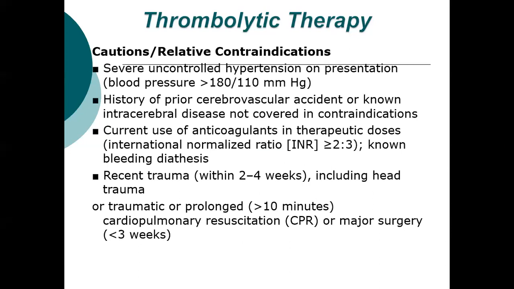We are continuing with the caution. Severe uncontrollable hypertension on presentation, that is high BP, you're contraindicated. History of prior CVA on this patient. History is important. It might not be a contraindication, but it should be a caution when you're giving it. Because as we say, how long ago was the CVA? It will help us know what to monitor during that time when you're giving that drug. If you're already on anticoagulant in a therapy dose, if you have recent trauma, head trauma, or we have resuscitated you for that long, or a major surgery, then you are contraindicated in thrombolytic therapy.